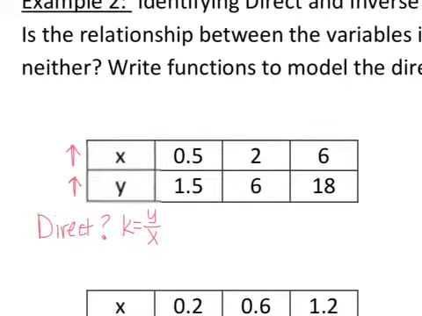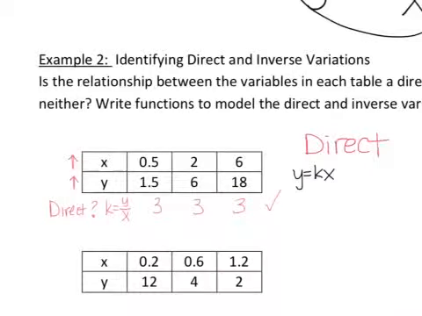And now we have to write a function for it. The formula for direct is y equals k times x. Got that from up above. All we have to do is plug in for k. Well, what does k equal? 3. We figured that out. So y equals 3x. There's your answer.